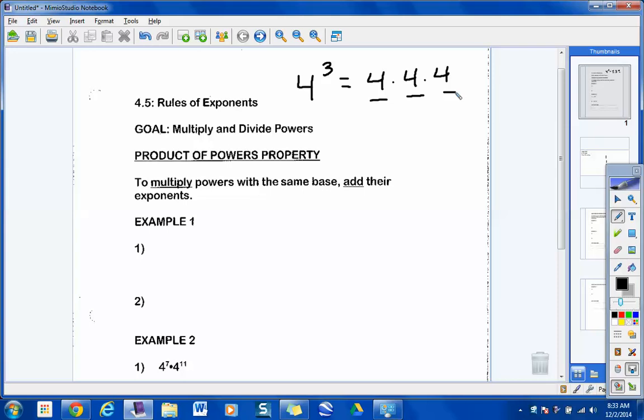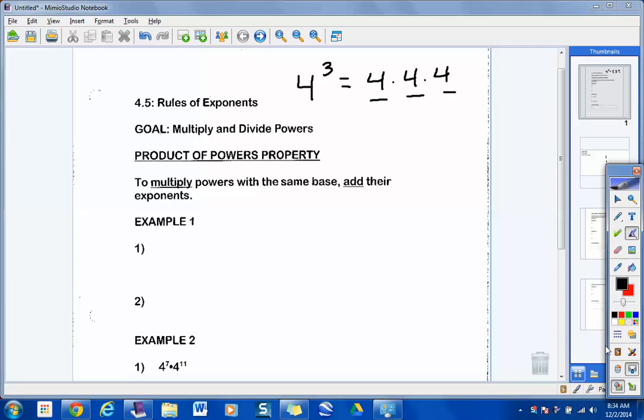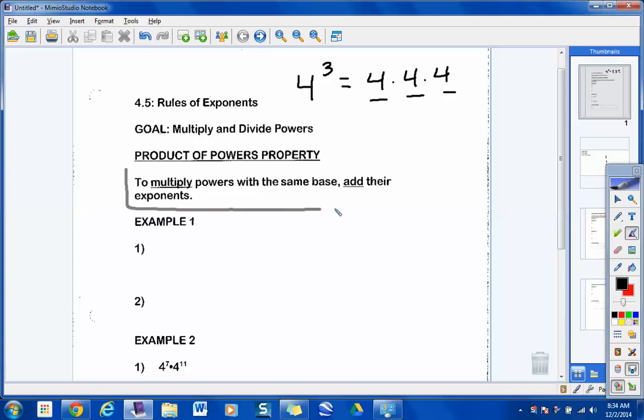Well, today we're going to start looking at multiplying and dividing powers. And the first thing I've got up here is the product of powers property. Okay, write this down, big rule. Very important rule. You might want to highlight this rule. It says to multiply powers with the same base, what are you doing with their exponents? Yep. It says to multiply powers with the same base, you want to add the exponents. Now let me explain to you why you would do that.